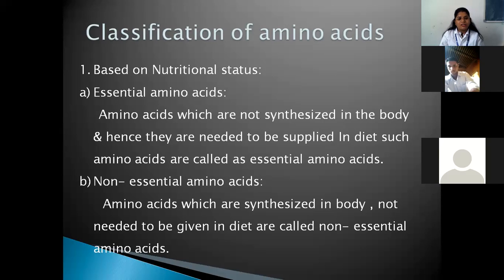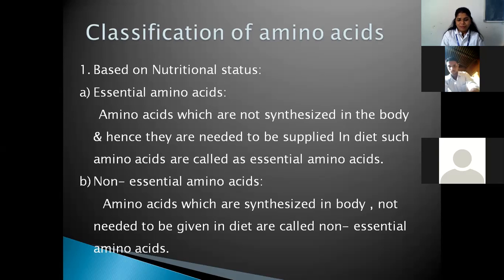Essential amino acids are those amino acids which are not synthesized in the body, but they are needed for certain metabolic reactions. Hence, we have to take that particular amino acid from the diet. Such types of amino acids are known as essential amino acids. Clear? Then the next one is the non-essential amino acid.